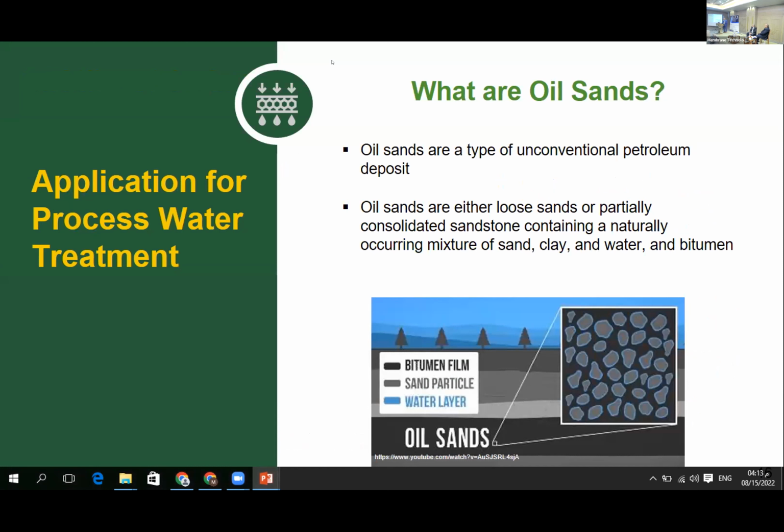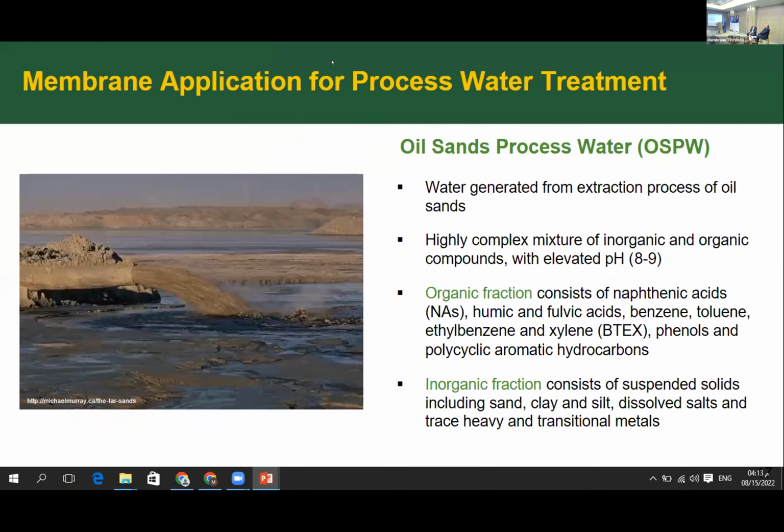And regarding the application, in Canada, we have something called oil sands. That's not conventional oil deposits, where actually it's surface, we call it surface mining, where we have bitumen mixed with some water, with some sand, clay, and silt. So that's not a conventional oil deposit, different than what we have in Egypt or Saudi Arabia or elsewhere. And the oil sands are either loose sands or partially consolidated sandstone containing a naturally occurring mixture of the sand, clay, and water, as I said, and bitumen. This bitumen is what we need to separate as oil, right?